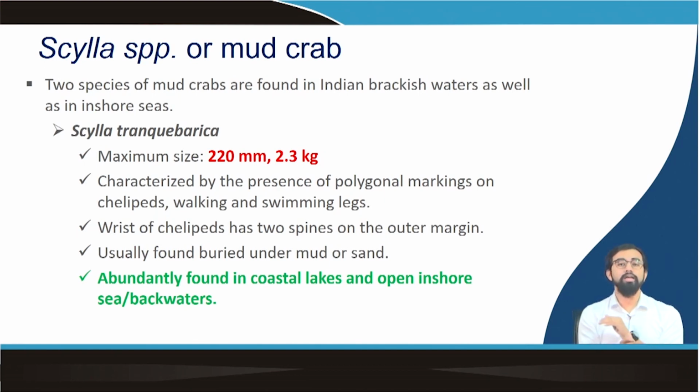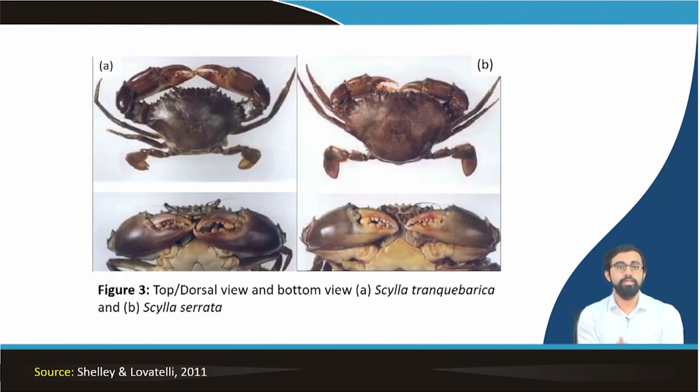You can abundantly find them in the coastal lakes, open inshore sea, backwaters, etc. regions. The other one is Scylla serrata. I'll discuss it in just the next slide. So here, if you see, there are clearly distinguishable features between these two types of crabs.